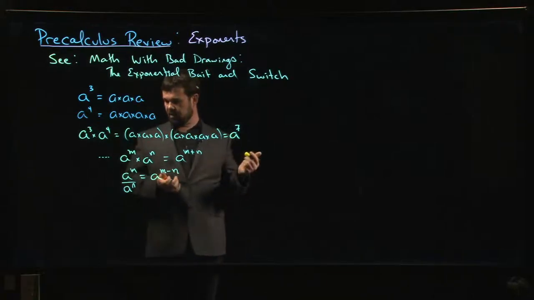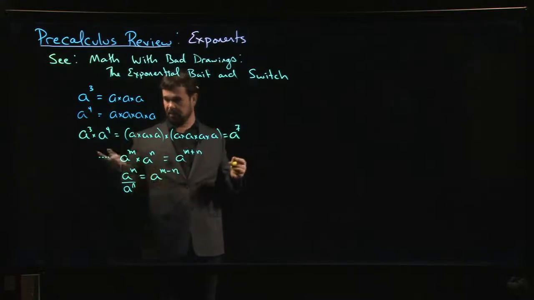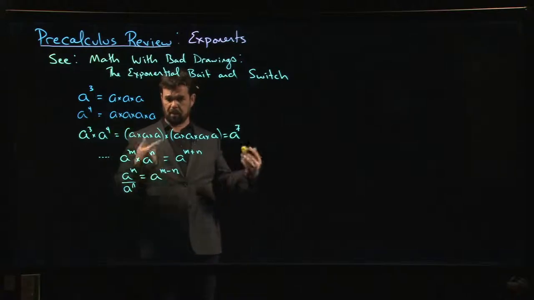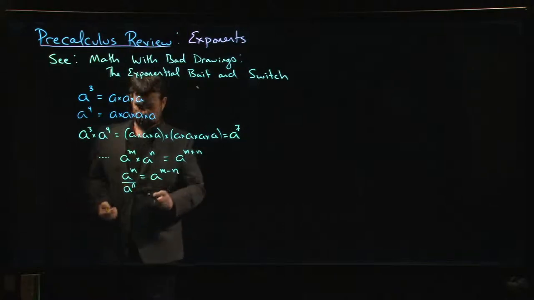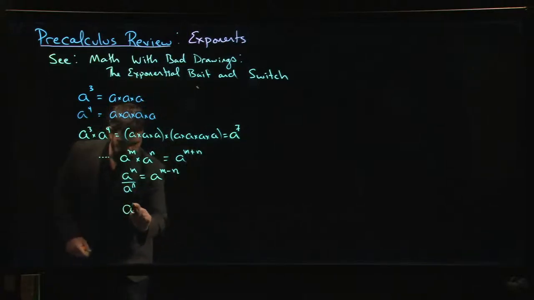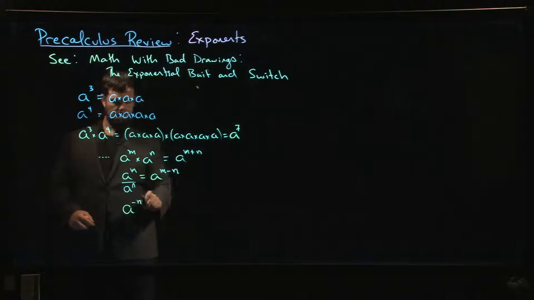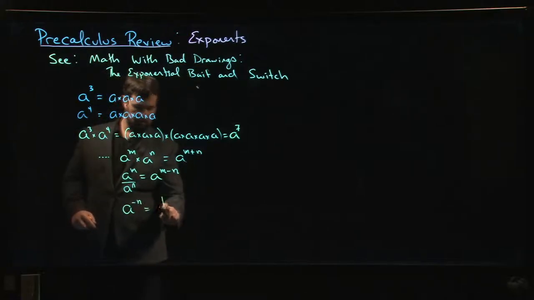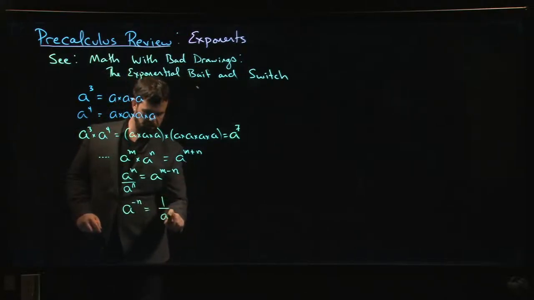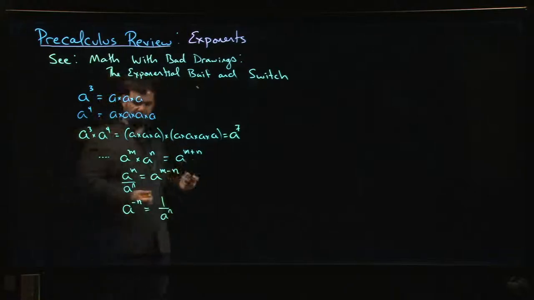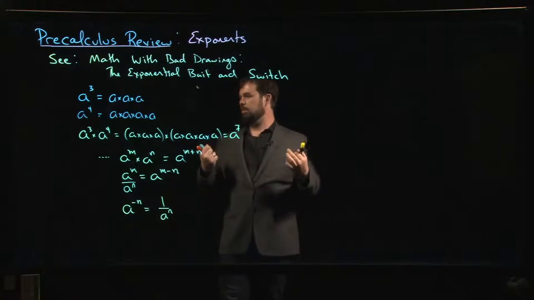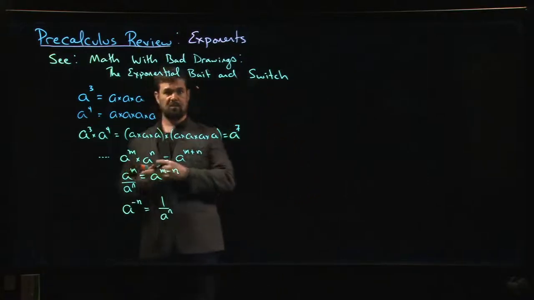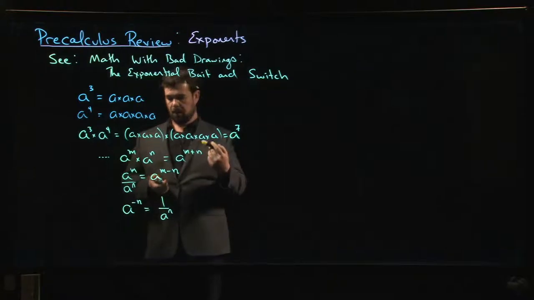But then, of course, that leads you to a possibility. If I was doing a cubed divided by a to the 4, I've got more a's on the bottom than I do on the top. This might be negative. So then you say, oh, what if I have a negative exponent? What if I have, like, a to the minus n? Well, there's a simple rule for that too. Negative exponents are just reciprocals.